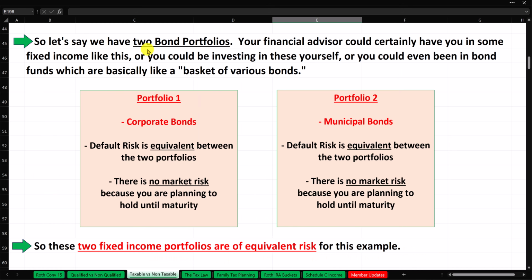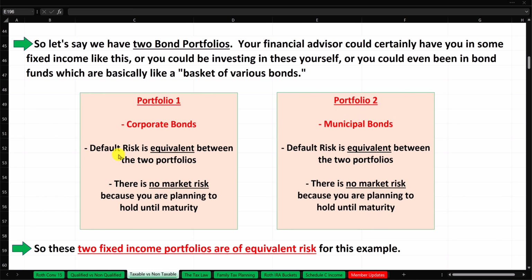So let's say that we have two bond portfolios. Your financial advisor could certainly have you in some fixed income like this, or you could be investing in these yourself, or you could even be in bond funds, which are basically like a basket of various bonds. So for our example, let's say that portfolio 1 contains only corporate bonds, and the interest income coming off corporate bonds is taxable, just like the interest income off almost anything is taxable, except of course for municipal income. Then over here in portfolio 2, we're going to have exclusively municipal bonds. Now for this example, we're going to assume that default risk is equivalent between these two portfolios.